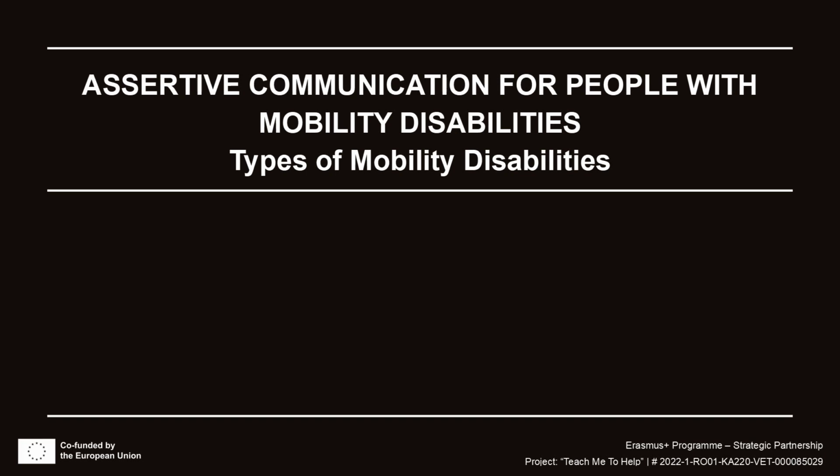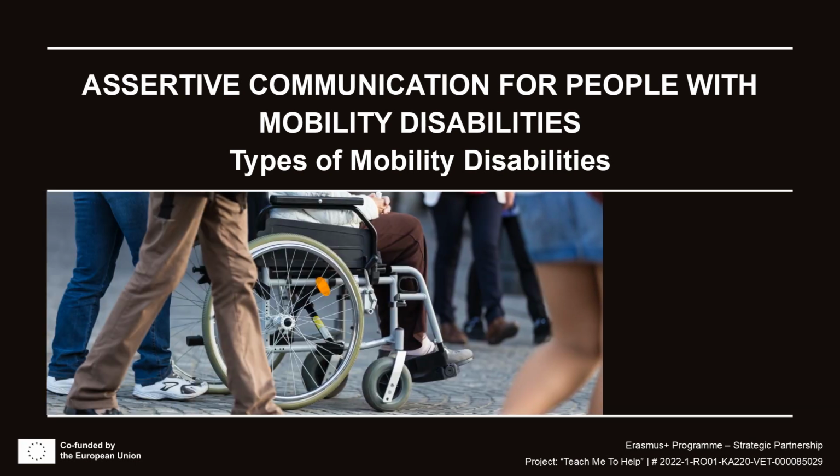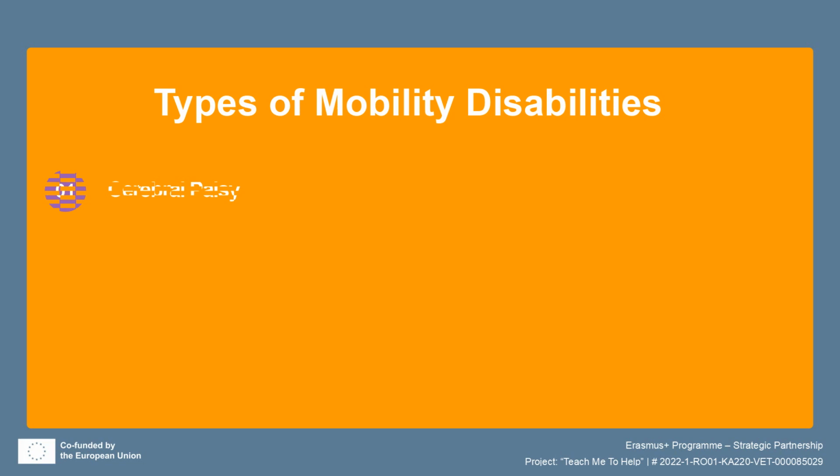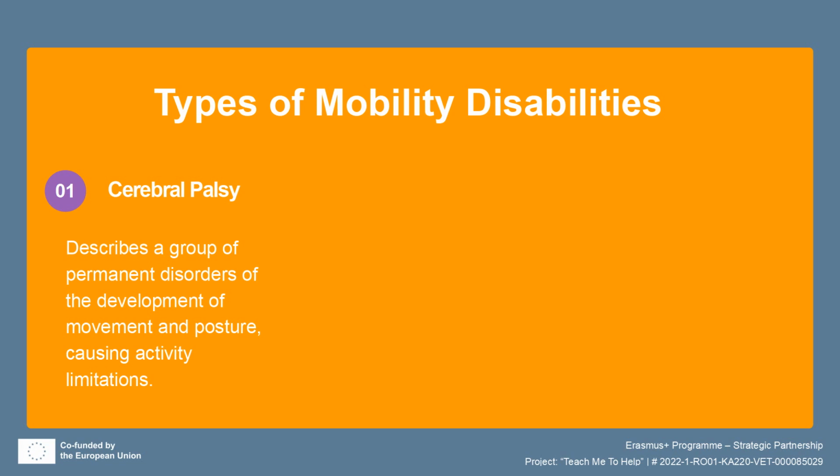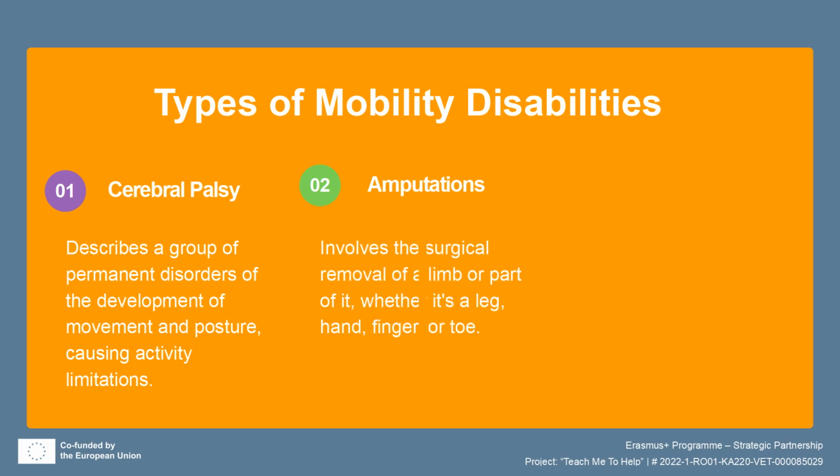Assertive communication for people with mobility disabilities. Types of mobility disabilities. Cerebral palsy. Describes a group of permanent disorders of the development of movement and posture, causing activity limitations. Amputations. Involves the surgical removal of a limb or part of it, whether it's a leg, hand, finger, or toe.